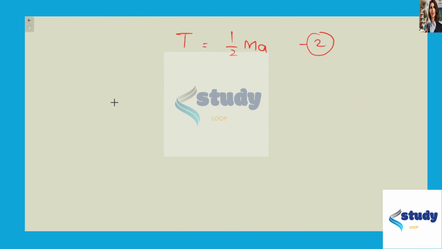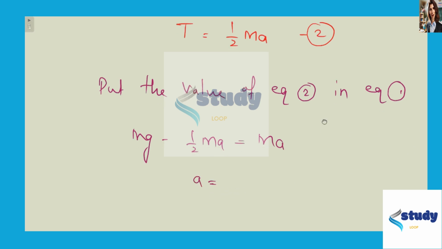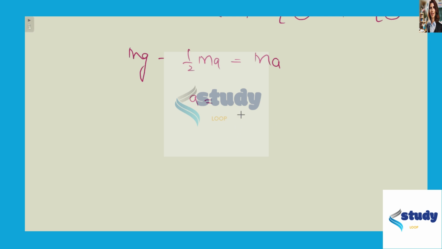Putting the value of equation 2 in equation 1, we get mg minus half ma is equal to ma. From here we get the value of acceleration, and this comes out to be 2g by 3. So this is the acceleration of this spool, and this is our answer.